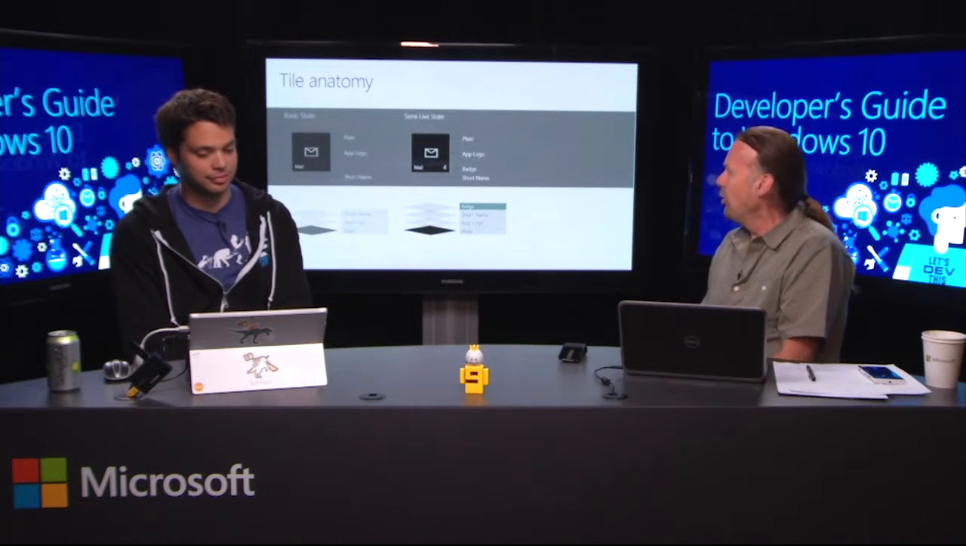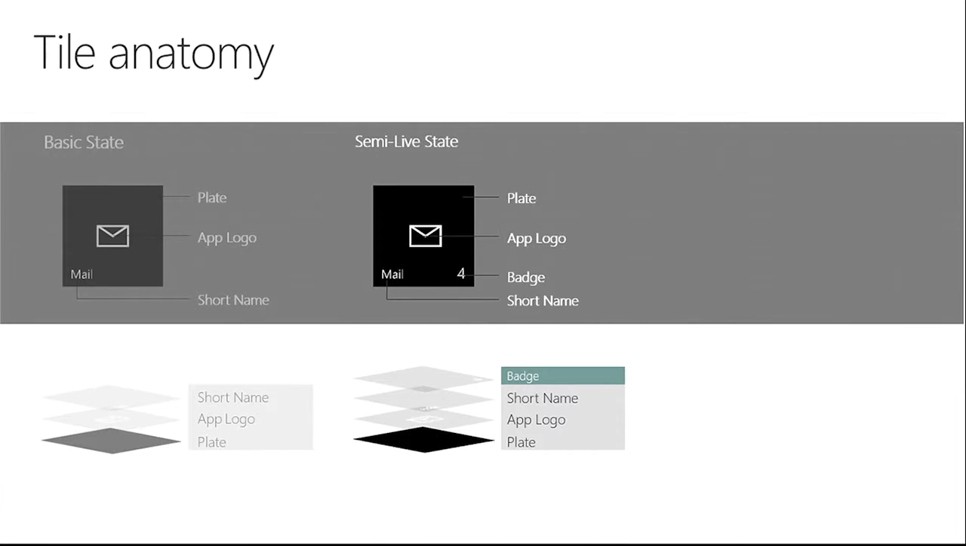Then we have what we call the semi-live state, which is the same, but we add another layer on top, which has got the badge. So this is where you can simply use the badge update APIs. You can put a count, basically, of anything on there, to indicate to the user an unread count of notifications.